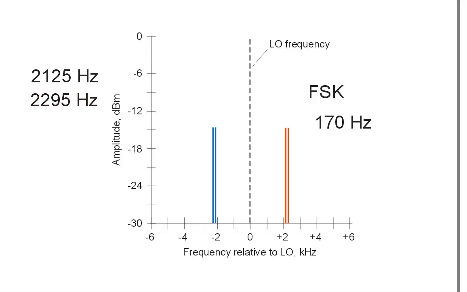Sometimes signals are sent upside down, in which case the 2295 Hertz audio frequency would represent the mark and 2125 would represent the space. It really doesn't matter as long as they are clearly differentiated and 170 Hertz apart. So what we want to do is tune the local oscillator a few hundred, or in this case quite a few hundred Hertz above or below the signal frequency. So the local oscillator and the signals differ by the requisite audio beat frequencies.